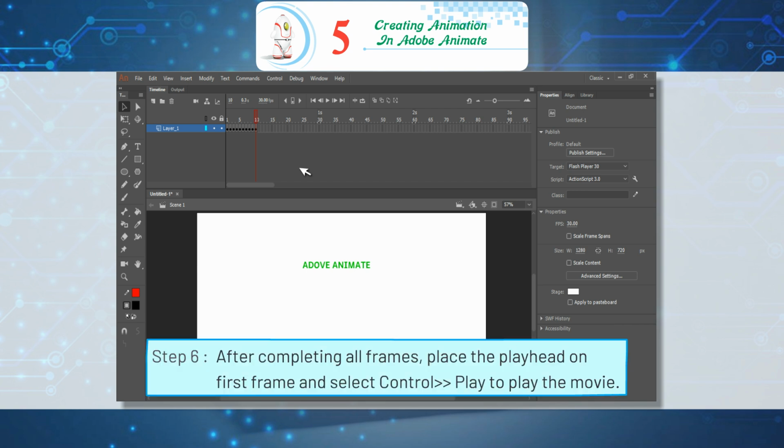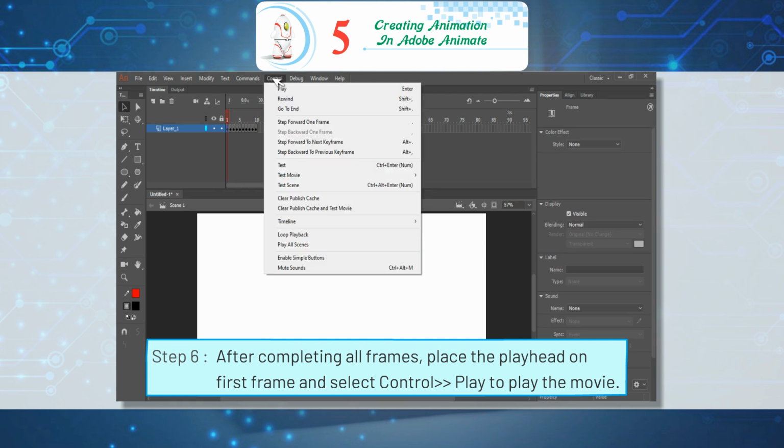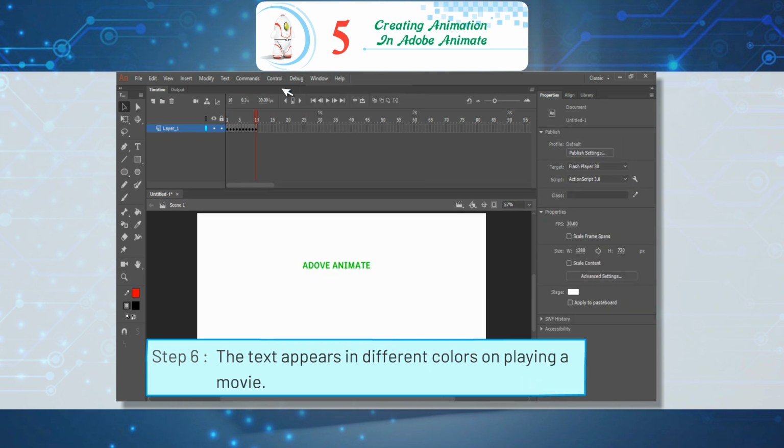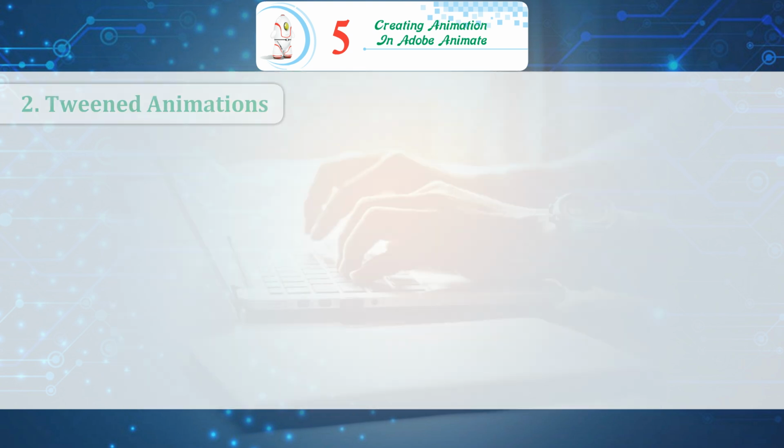Step 6. After completing all frames, place the playhead on first frame and select Control, go to play the movie. The text appears in different colors on playing a movie.